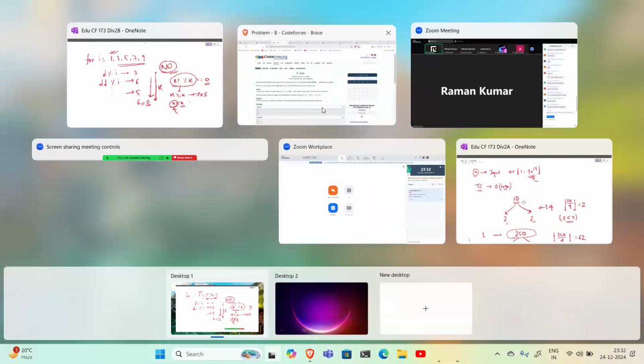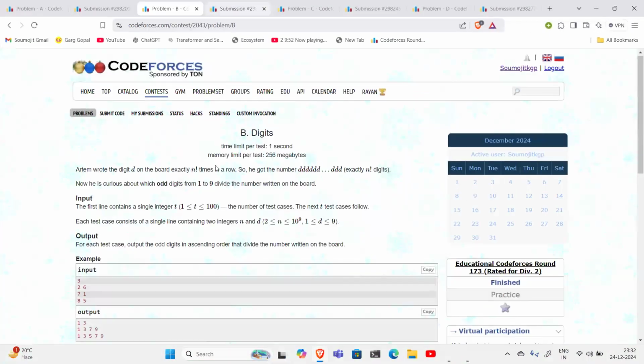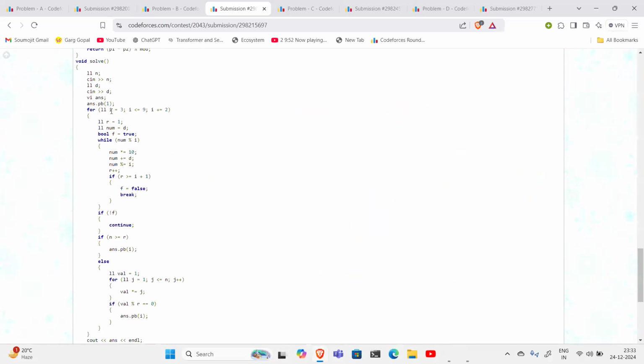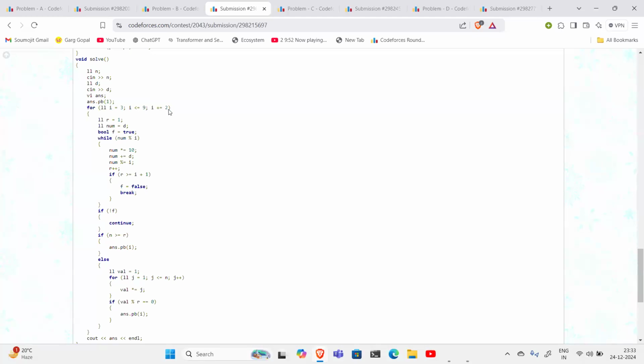So let me show you the code for this. Here is the code. I first took n and d as input. And then here is the answer, which I will actually print. I have pushed back 1 initially because I know that 1 will always be a part of the answer, since any number is divisible by 1. After this, I iterate over the odd numbers. I goes over the odd numbers; it starts from 3 and increases by 2 at every step.